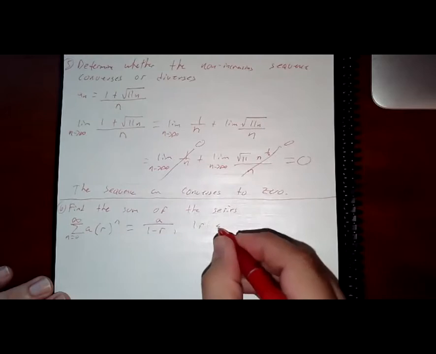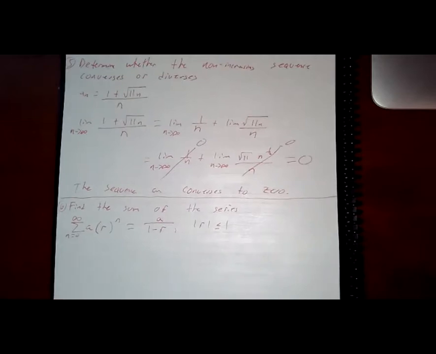If r is less than 1, the geometric series converges to a over 1 minus r. But they told us to find a sum, which means that the series must converge automatically. So we don't need to find out if it converges for this one. If a sum exists, then the series converges, because otherwise the sum would be infinite, right?